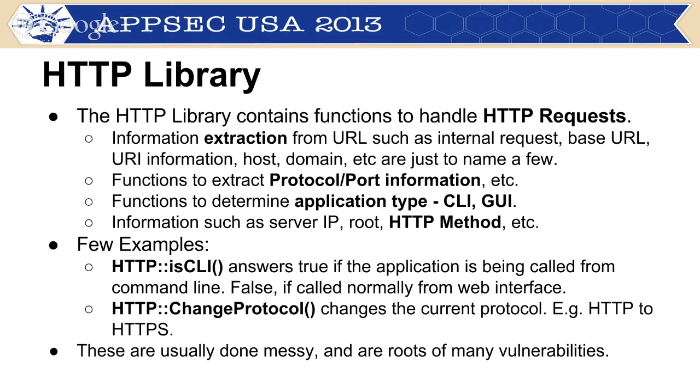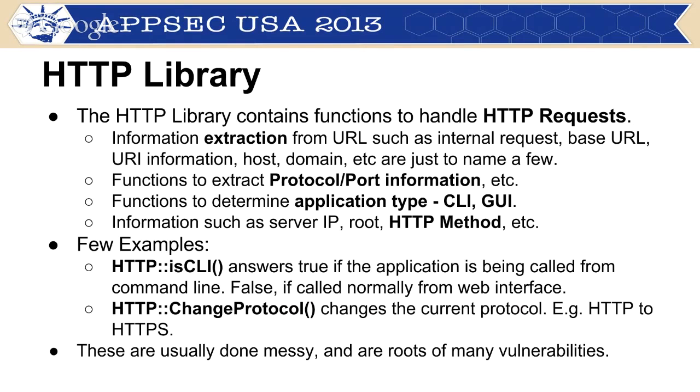A few examples of what it can do: you can extract information from URLs, such as what the internal request is, what the base URL is, what the host name is, what the domain name is, and what the URI information is. It can extract what protocol is being used, whether it is HTTP or HTTPS, what port is being used, and which type of application it is, CLI or GUI.